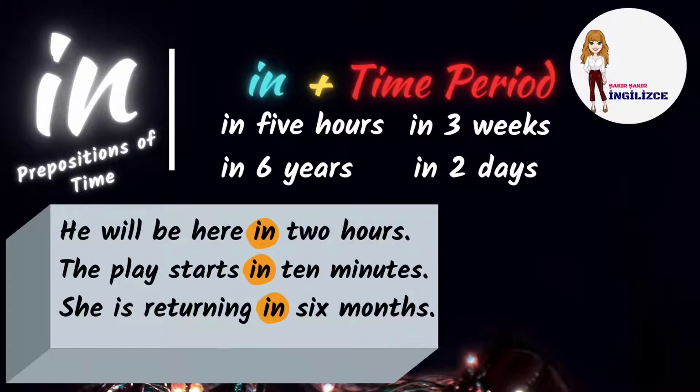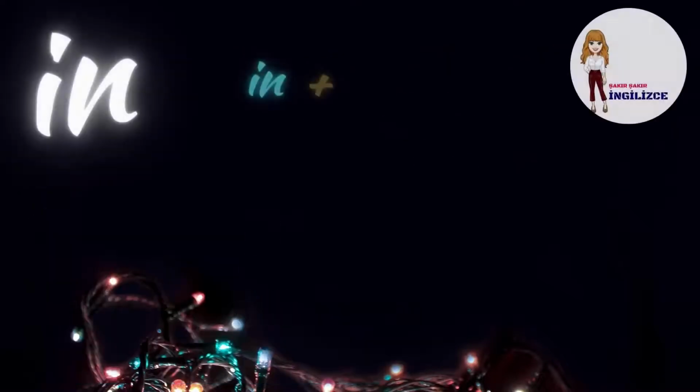Let's look at some examples. He will be here in 2 hours. This means 2 hours later he will be here. The play starts in 10 minutes. She is returning in 6 months. You see, we commonly use in with a number and a time period. 2 hours, 10 minutes, 6 months.